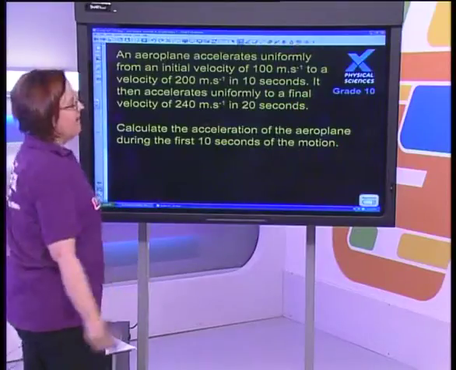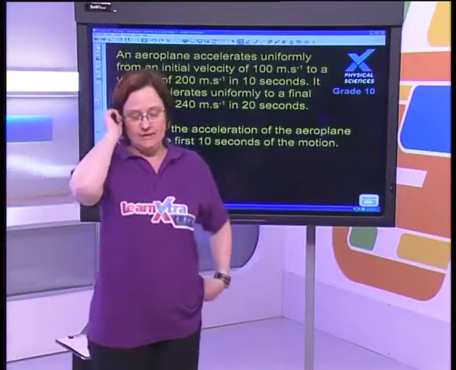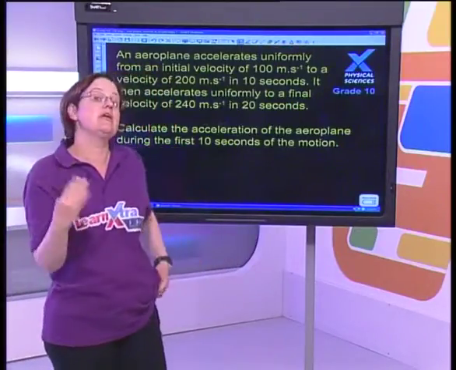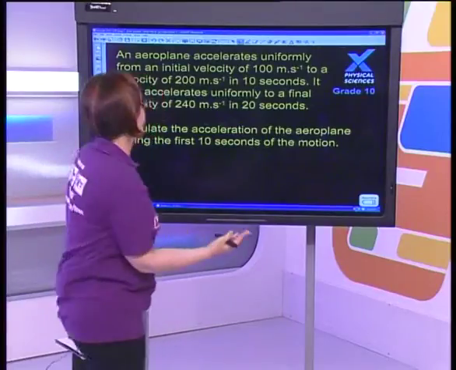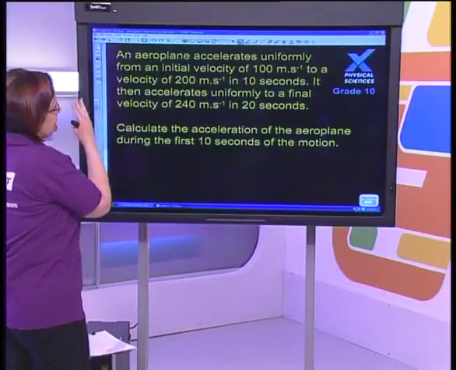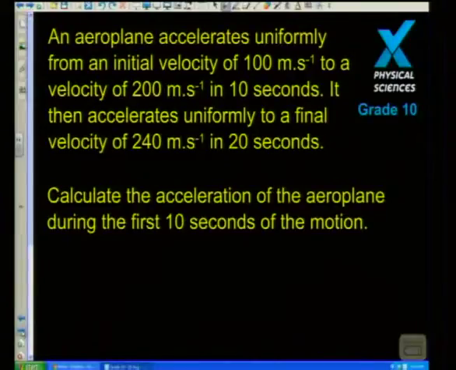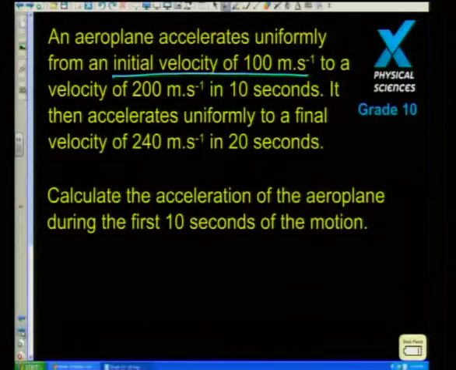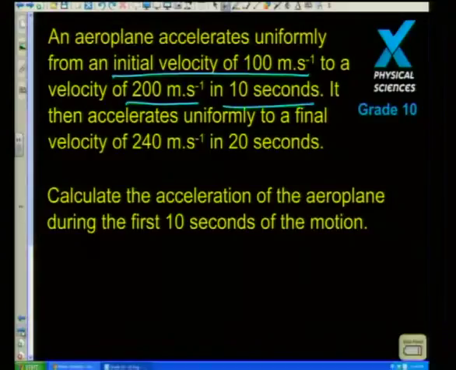Okay. I did this one deliberately because of what I told you earlier about looking at the motion in separate sections. An aeroplane accelerates uniformly, constantly, from an initial velocity of 10 meters per second to 200 meters per second in 10 seconds.